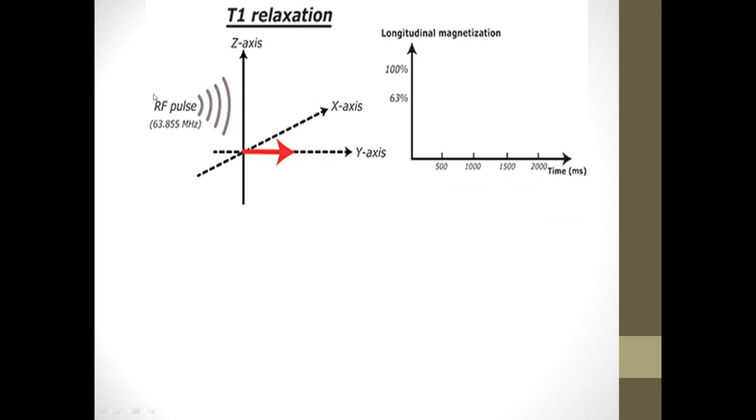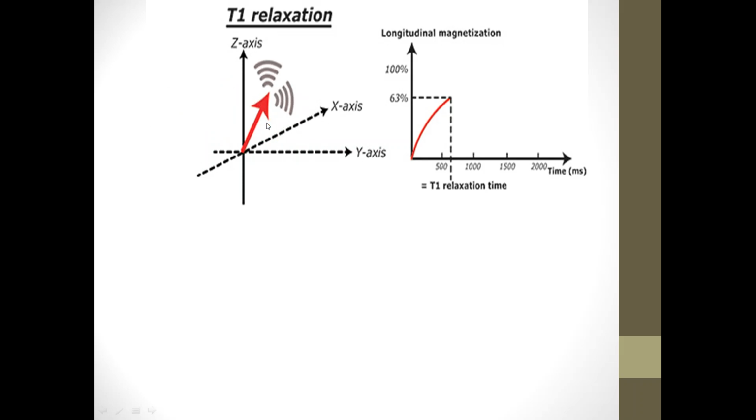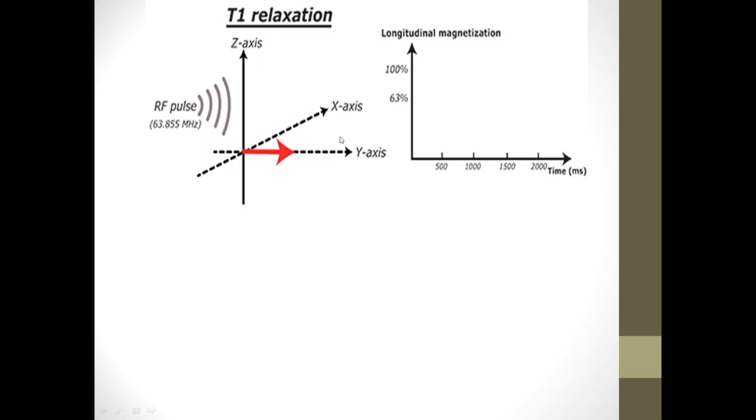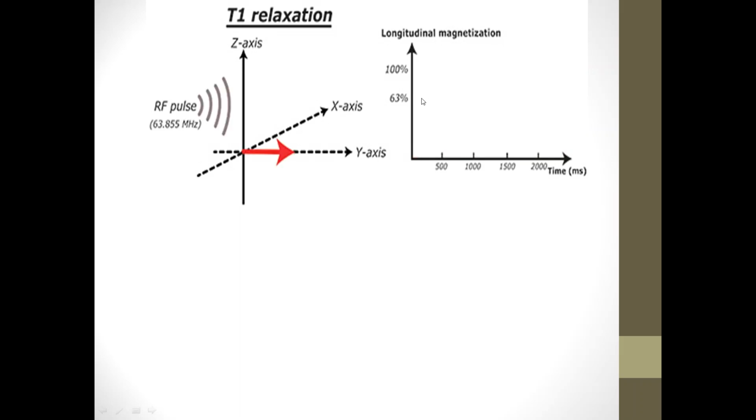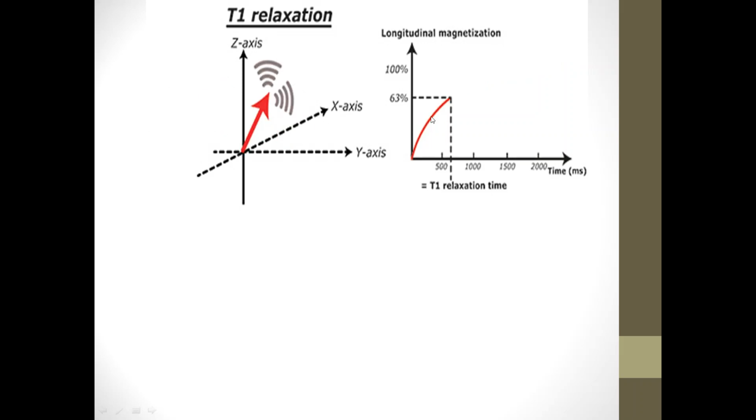Now after we switch off the radio frequency pulse, what will happen? You see, the longitudinal magnetization comes up again. Longitudinal magnetization now reaches 100%. Again, we switch off the radio frequency pulse. Here the longitudinal magnetization is zero, and it increases to reach 100%. The time taken to reach 63% of the longitudinal magnetization is called the T1 relaxation time, or T1 constant.